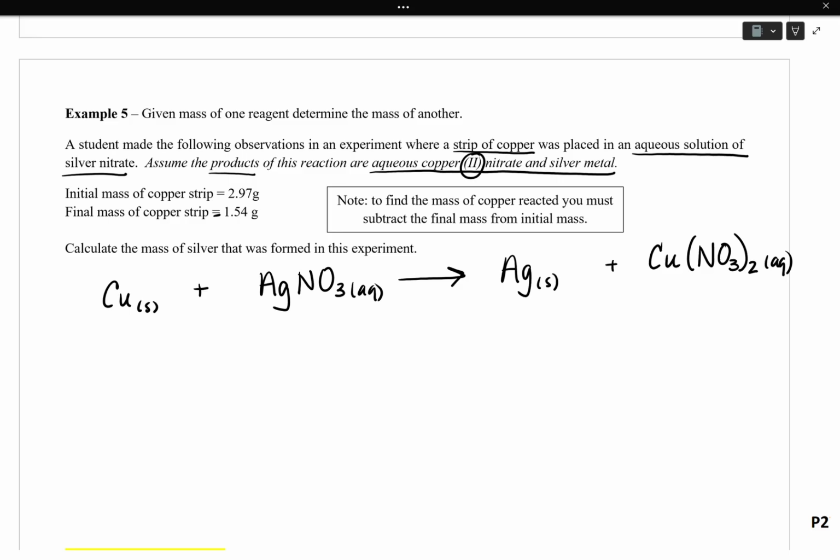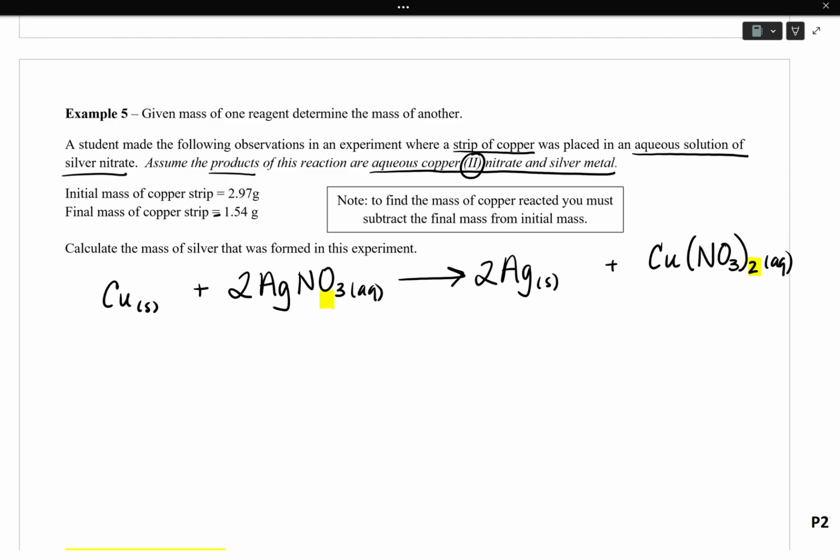So now we're going to go through and balance. Currently we've got one copper on both sides of the reaction. We have one silver on both sides of the reaction. But now if we take a look, we have 2 nitrates and 1 nitrate. So I need to put a 2 in front of my silver nitrate, and then that causes me to also put a 2 in front of the silver. So there's the balanced equation for the reaction.